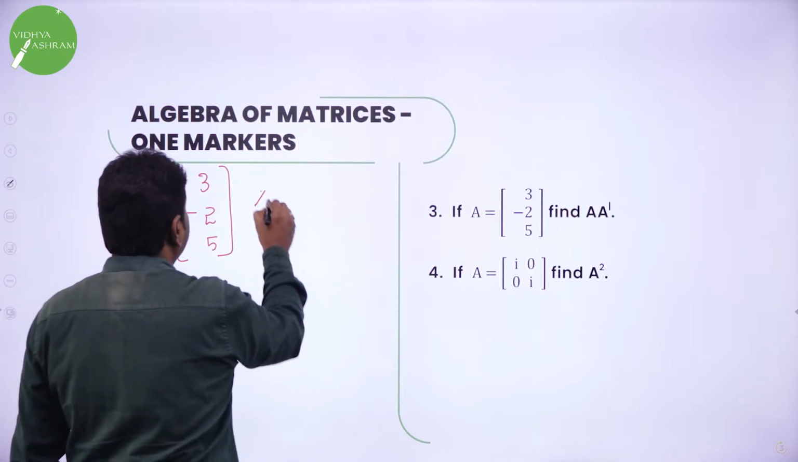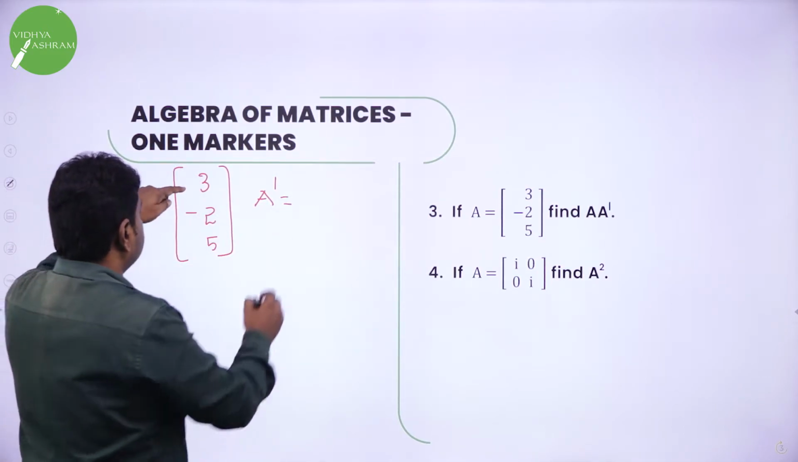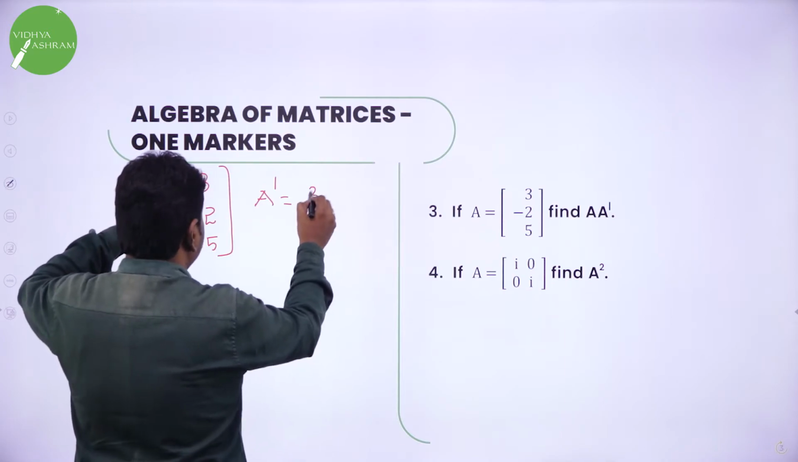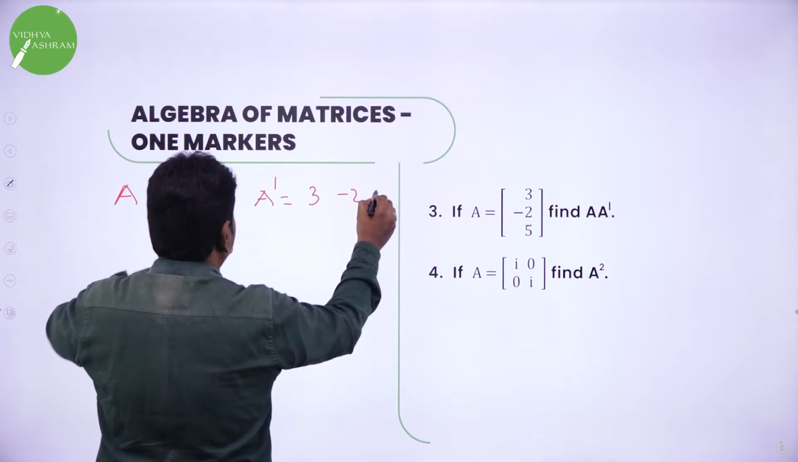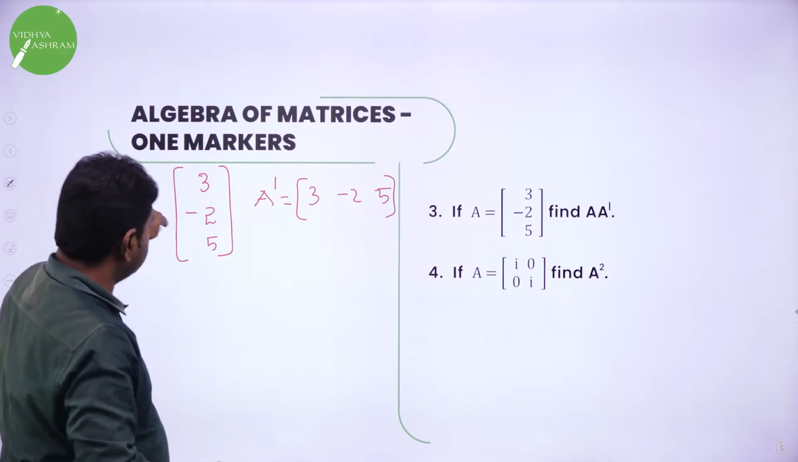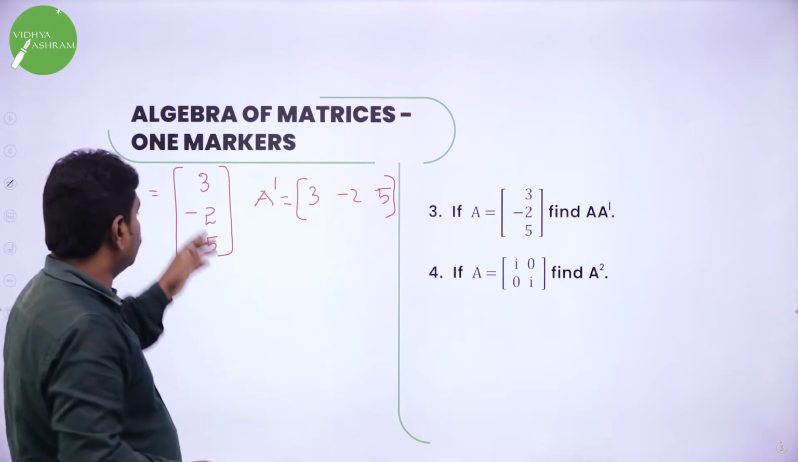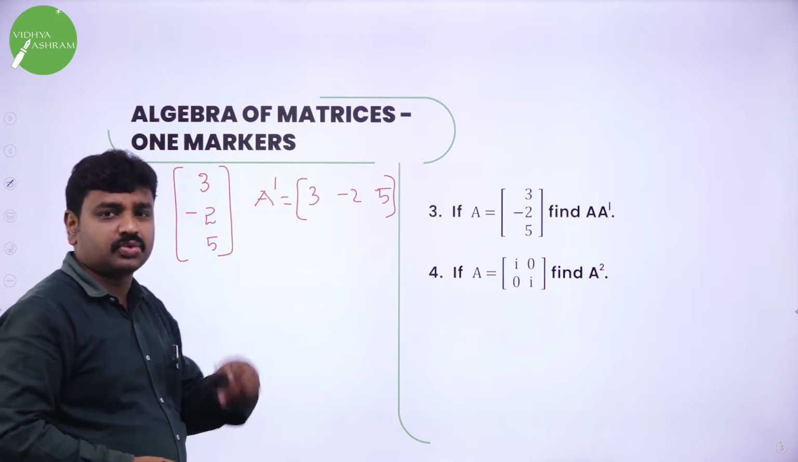Then I'll write A dash. What is meant by A dash? Change the rows to columns. First row becomes first column, second row becomes second column, third row becomes third column. I've done the transpose. By interchanging rows and columns, you will get it. So, if you make the rows columns, the transpose comes.